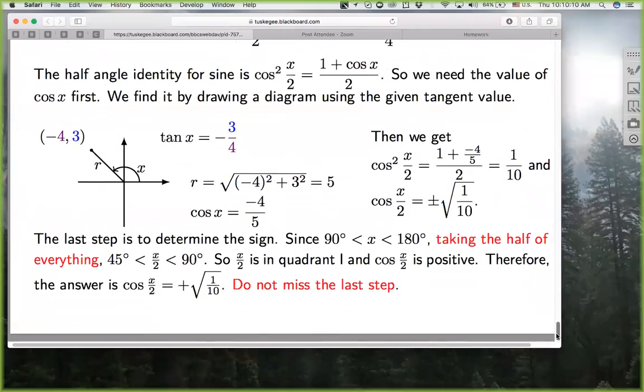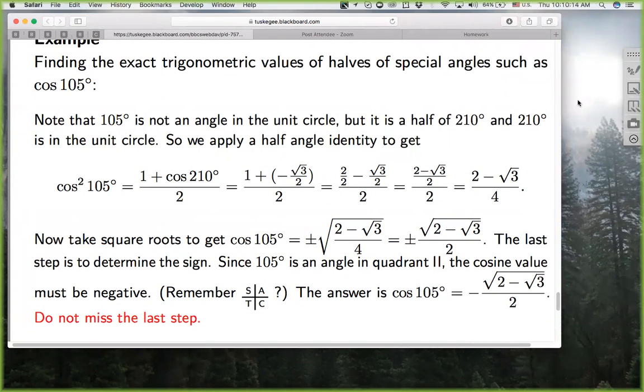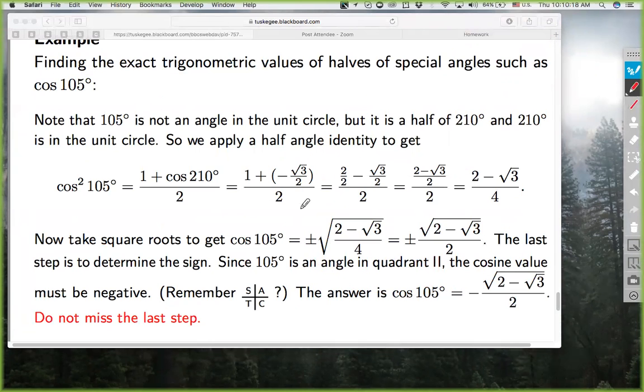You see two examples in the slides. They are two typical examples. So in this first example, we are to find the exact value of the cosine, for example, of an angle, a special angle.